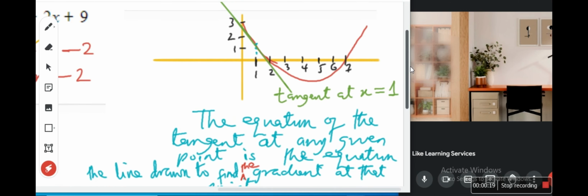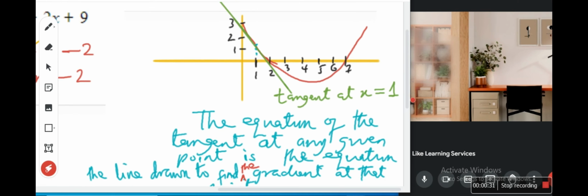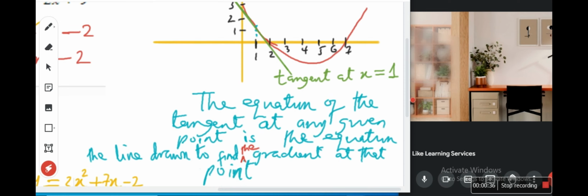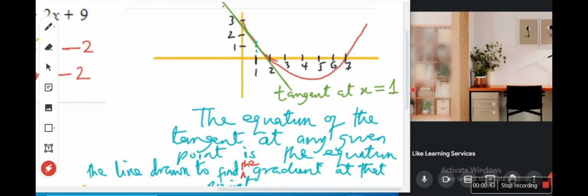For instance, at x equal to 1, the equation of this tangent at x equal to 1 is the equation of this line drawn to find the gradient at x equal to 1. In other words, the equation of this green line is the equation of the tangent, because the green line is a tangent. So take note of the fact that the equation of the tangent at any given point is the equation of the line drawn to find the gradient at that point.